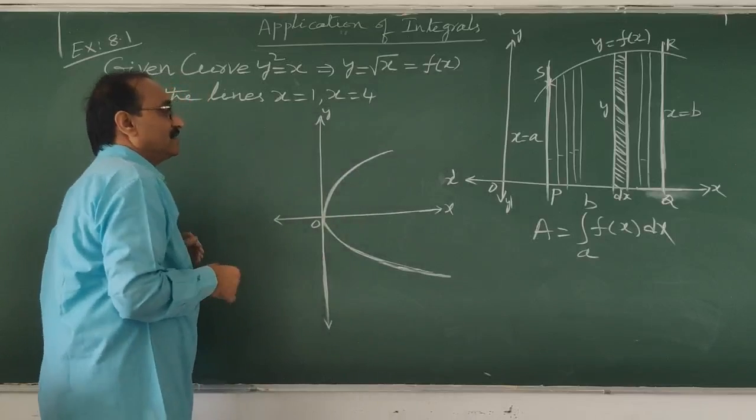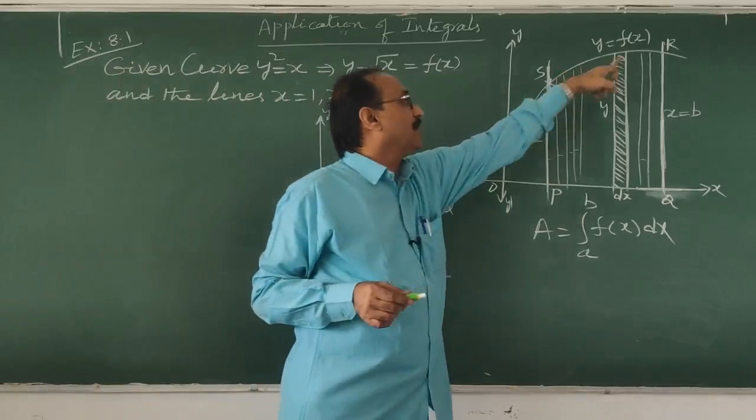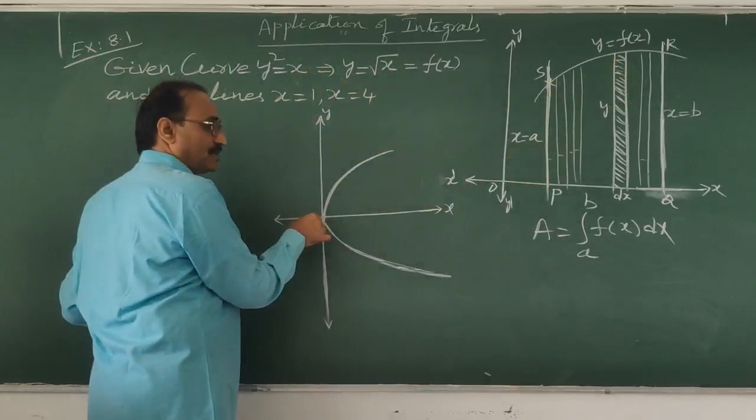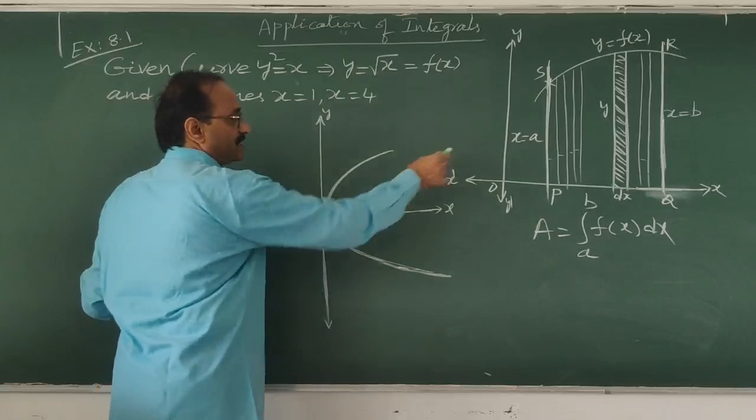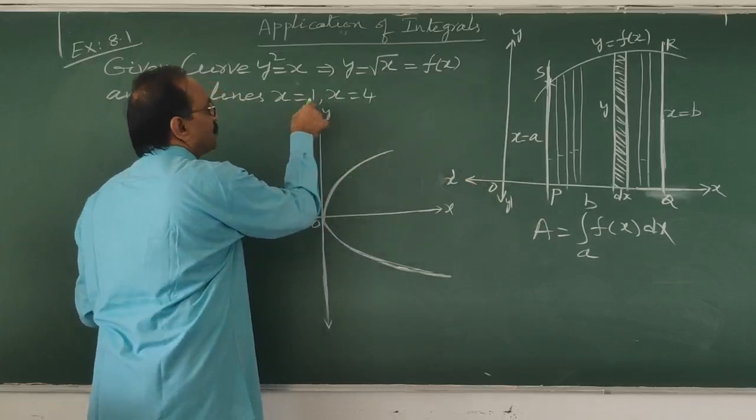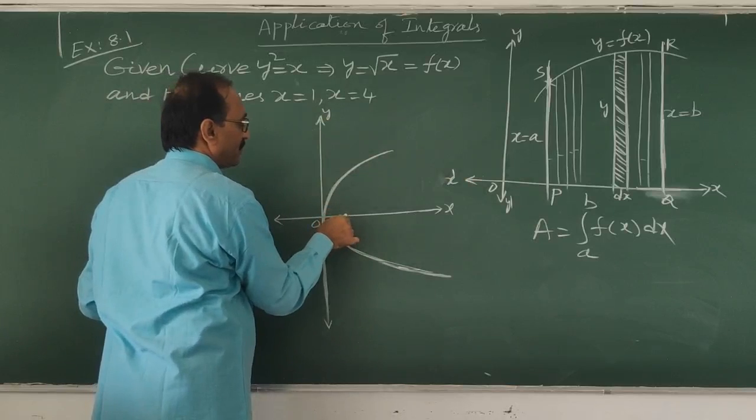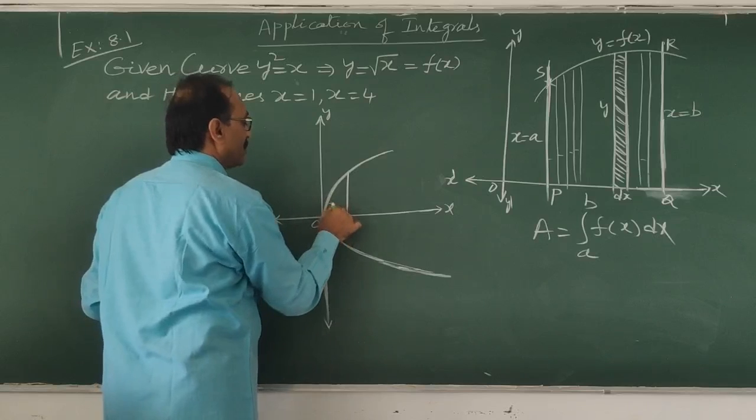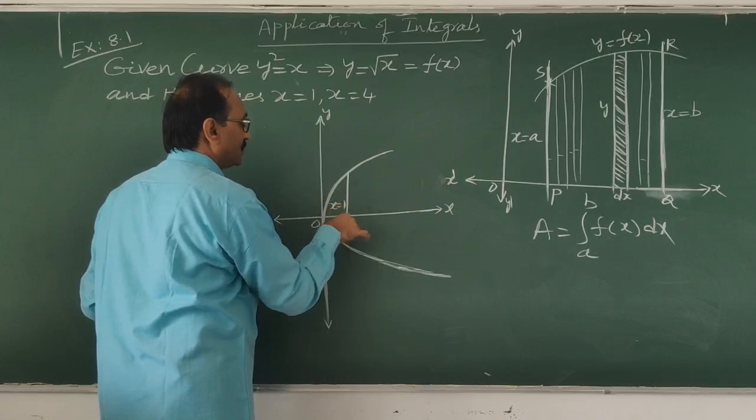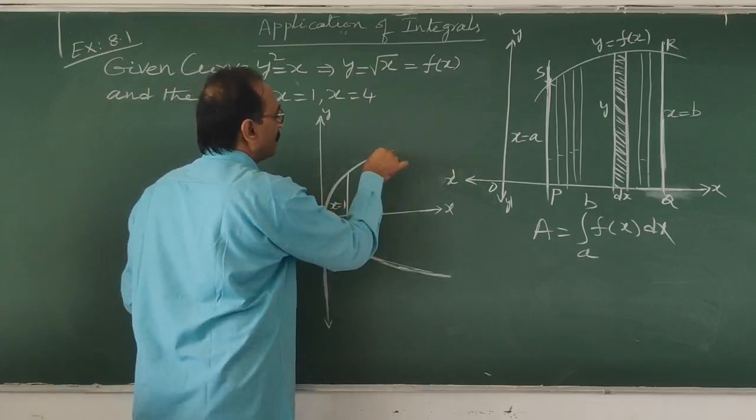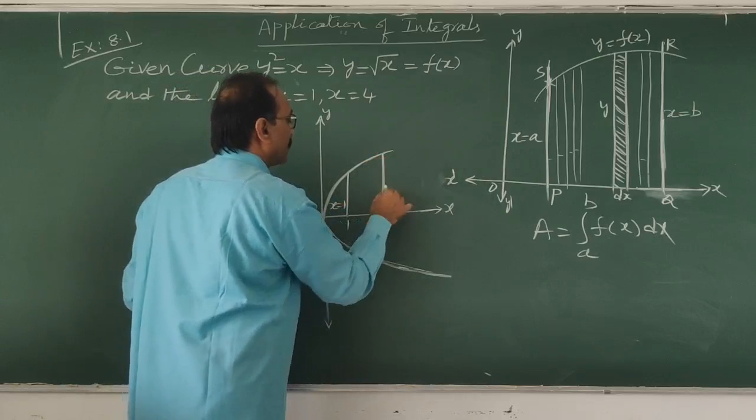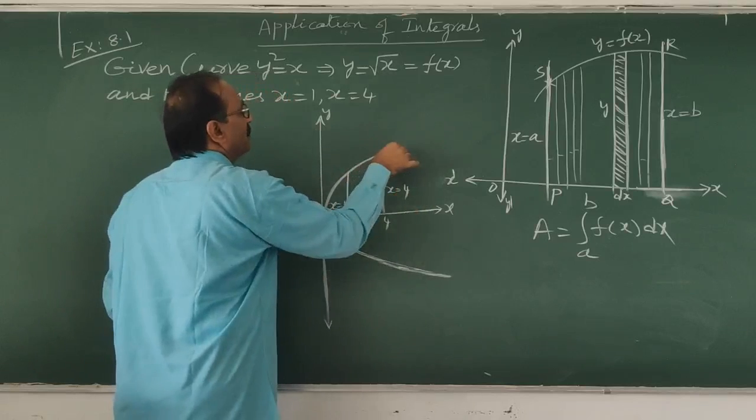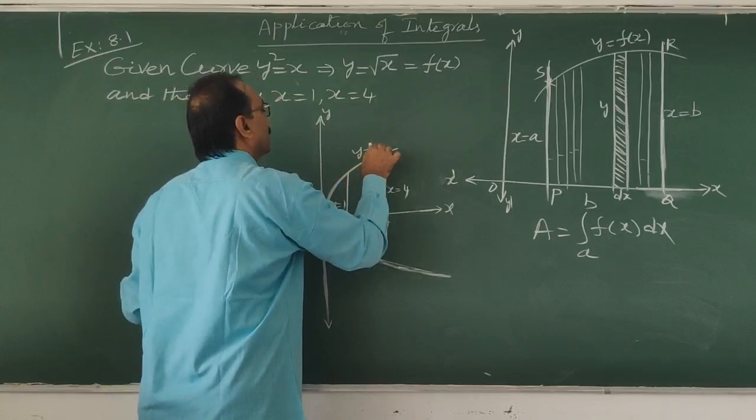Okay, so we got a curve now. In that, what is x is equal to a? The curve also passes through the origin, but we don't want that. He said x is equal to a here. X is equal to a means 1. So this is 0, this is 1. For example, you draw here 1. This is called x is equal to 1. Next, x is equal to 4. This is x is equal to 4. Now we want this, y is equal to root x.